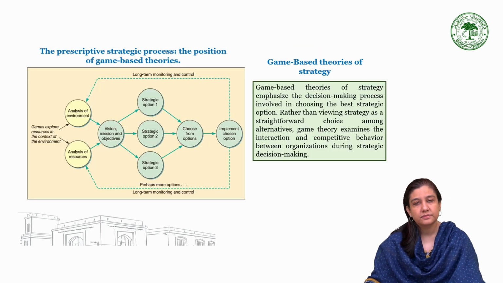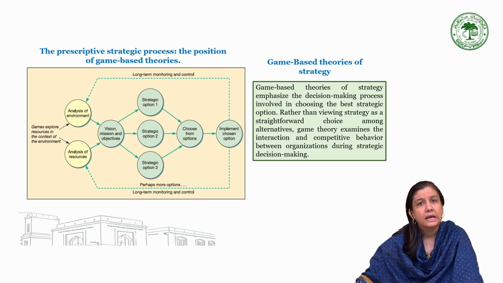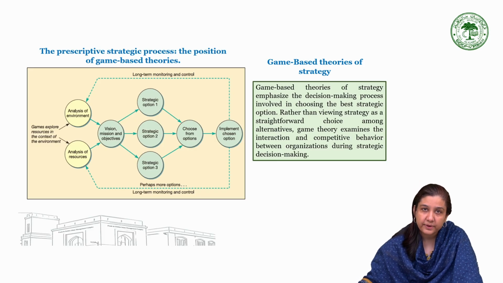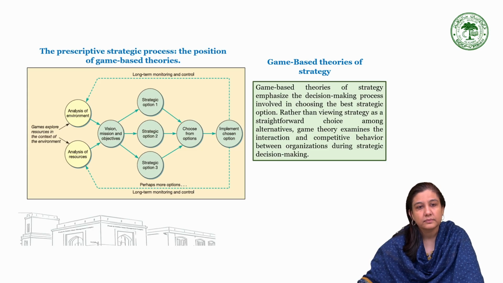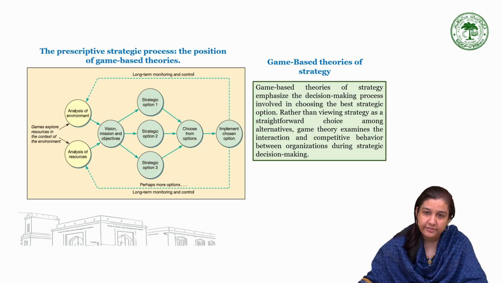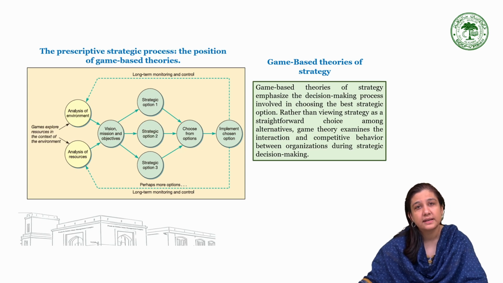Another theory that falls under the prescriptive approach of strategic management is game theory. Game theory of strategy introduces a different perspective. It recognizes that organizations do not operate in isolation. Competitors react to decisions which are strategically made. Therefore, managers must consider how rivals are likely to respond. For example, if one airline reduces prices, competitors may also reduce prices. If one company launches a new technology, rivals may accelerate innovation.